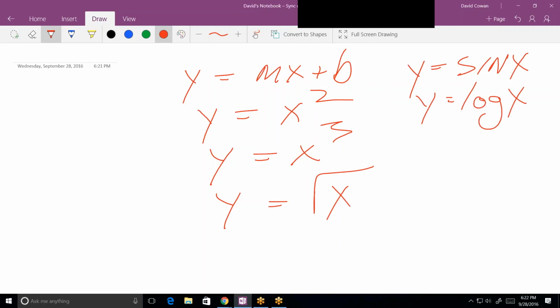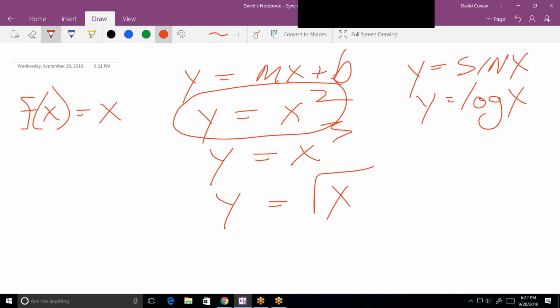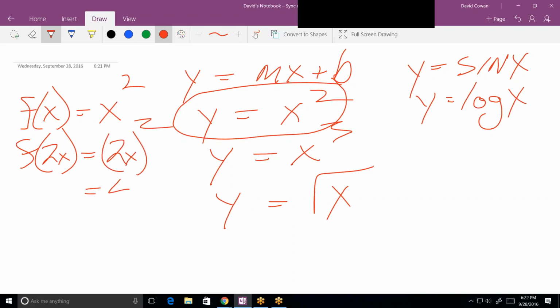And when I say y, I could just as easily write f of x. f of x and y mean the same thing. f of x is a little more powerful. Notice that I have no way of writing what f of 2x would be. Whereas if I write what I have circled there as f of x equals x squared, now I know what f of 2x is. I'm going to plug in 2x for x, and so I'll have 2x squared, which is actually 4x squared.